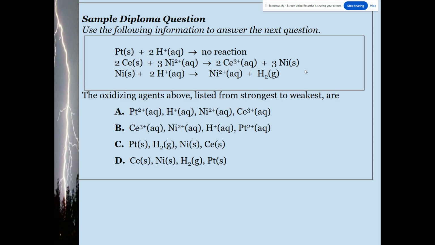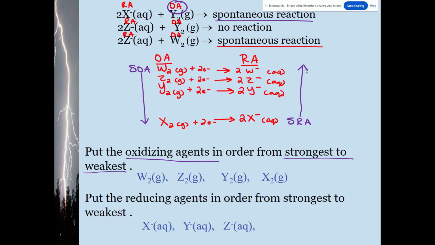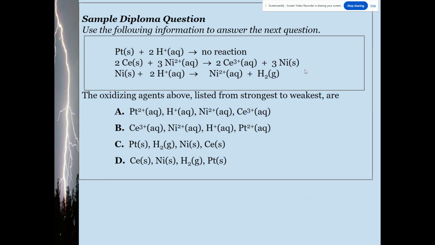I believe there's one diploma question. And then that's it for this lesson. So again, we have positive ions, back to positive ions. So the positive ions are the OAs, and the atom forms are the RAs. Okay? Now, the question wants the oxidizing agents above from strongest to weakest.